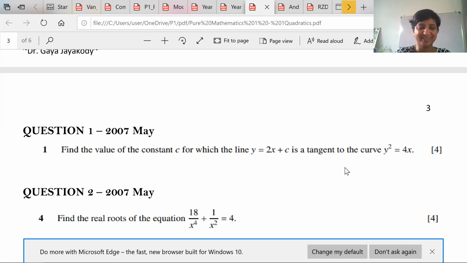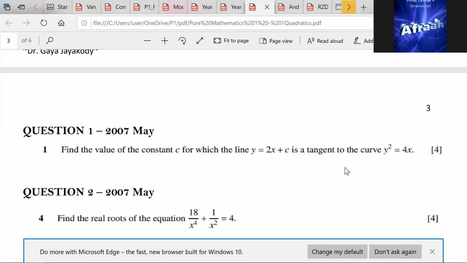Can someone check and let me know? In the quadratic booklet, first question. No, miss. No, right, let's do it.